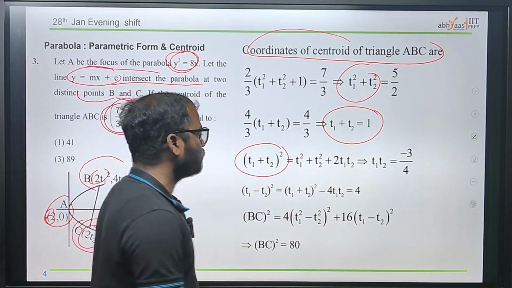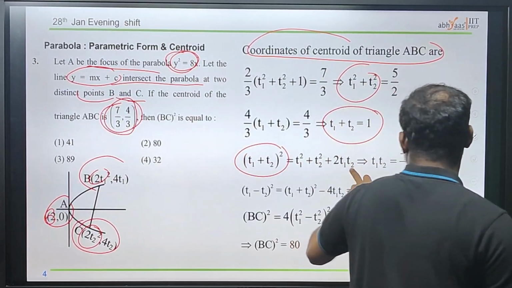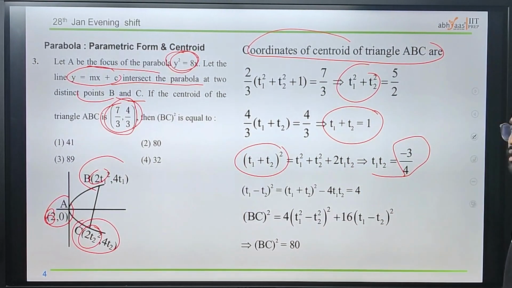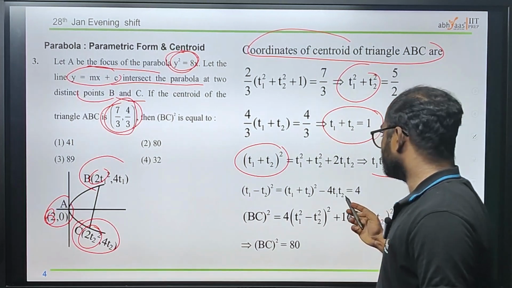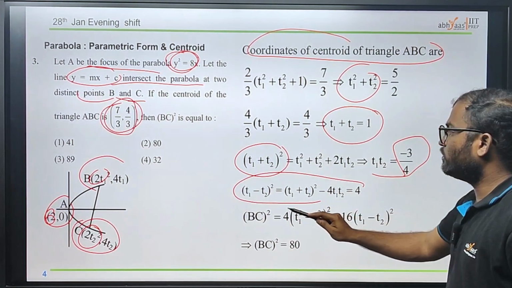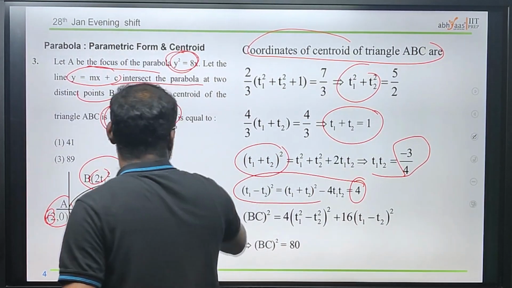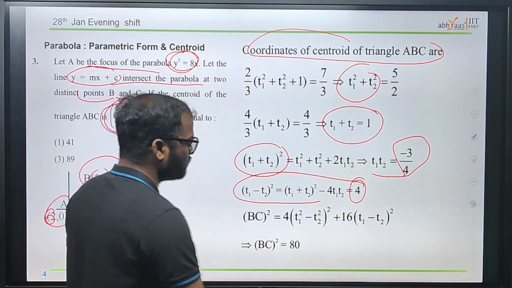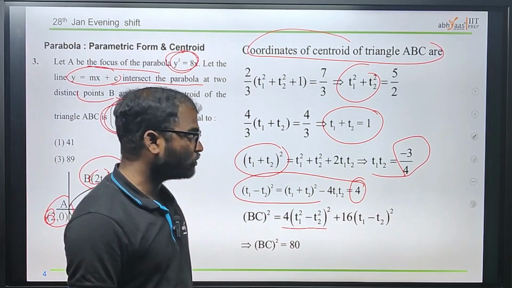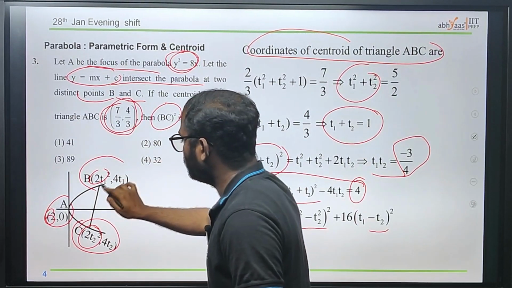We will have T1 square plus T2 square plus 2T1T2 equal to minus 3 by 4. Ultimately we got this one. Now just substituting these values, in this we will get 4. Now we need to find BC whole square, which is the distance between those two. That is nothing but T1 minus T2, and T1 minus T2 whole square is from here. BC, we are taking that from here.